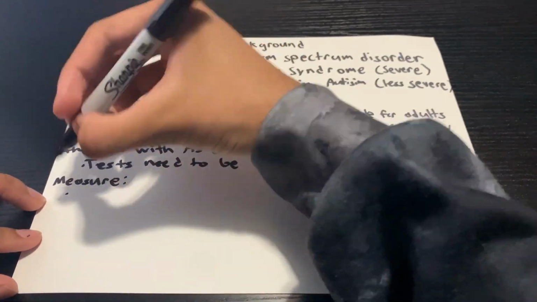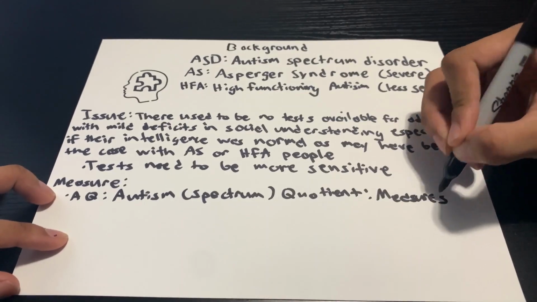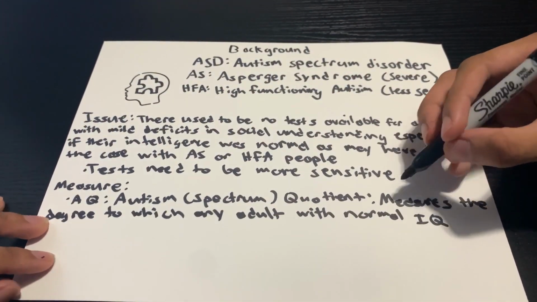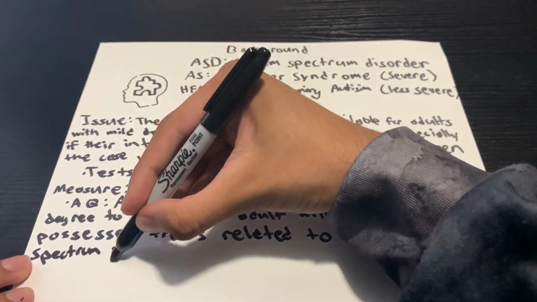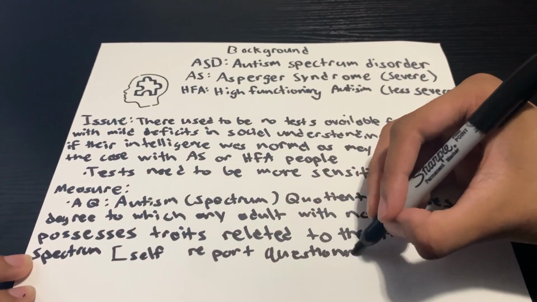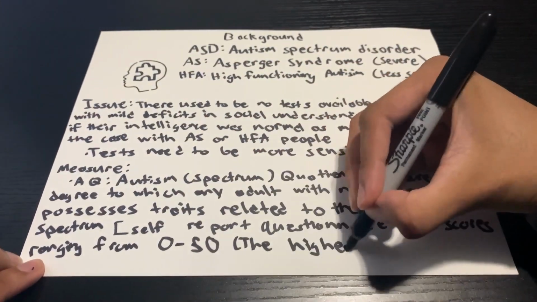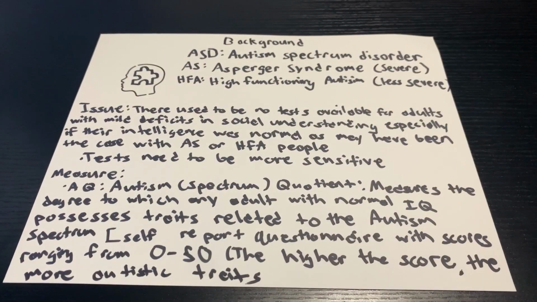The measure or psychometric for this study before we get to the RET is the AQ, or the Autism Spectrum Quotient, which measures the degree to which any adult with normal IQ possesses traits related to the autism spectrum, which is a self-report questionnaire with scores ranging from 0 to 50. The higher the score, the more autistic traits which are represented in the person taking the test.